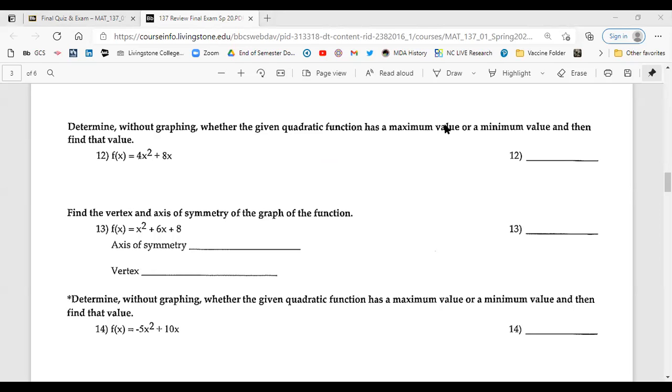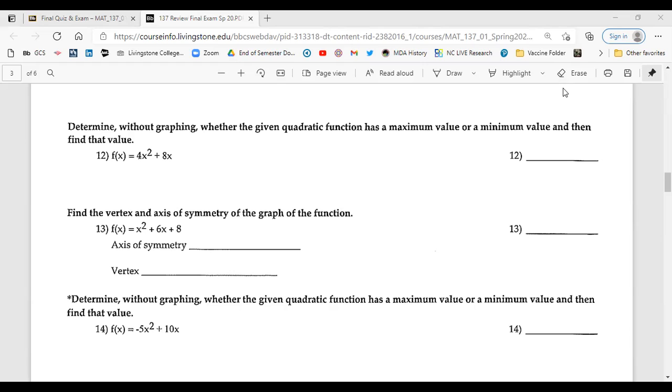So let's do problem 12, and we'll find that one. The process is going to be the same. You have to find the vertex, and then once you find the vertex, you can find the minimum, looking to see if it's opening up or down. And from there, you can determine either your minimum or your maximum.